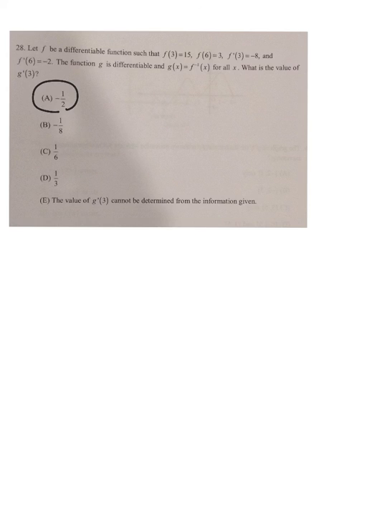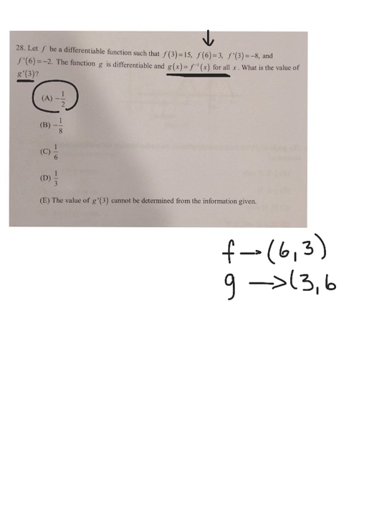Now, they're asking you to find G prime of 3, and they're telling you that G and F are inverses. This is what we just did before school let out. So if I want G prime of 3, let's look at the fact that right here for F, I know the point that we're going to kind of focus on. F has the coordinates 6, 3. So that means G, which is its inverse, would have the point 3, 6, right?